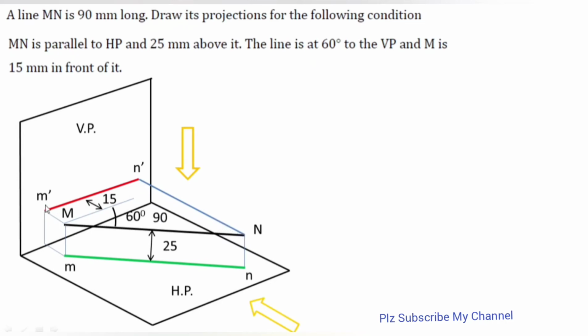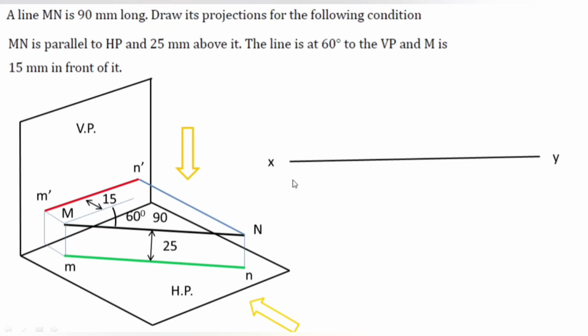So you can clearly see this red line, or you can say front view m dash n dash, is having smaller length as compared to 90 mm, which is the given length of the line. So the length of the line is getting short in front view, and it is having true length in the top view. And again I am going to repeat: the view in which the true length of the line is visible, we are going to start our solution with that view. So how are we going to draw that solution?